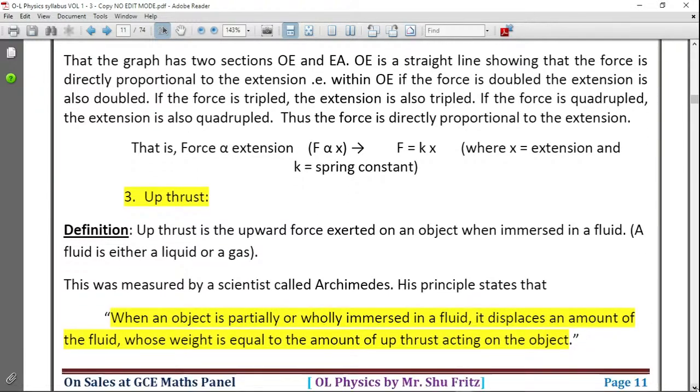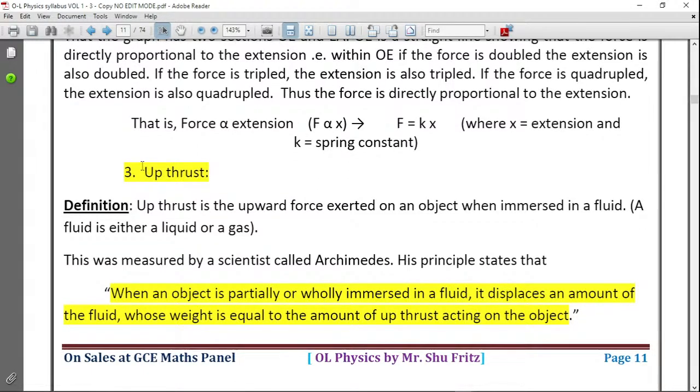The next contact force is upthrust. We have looked at friction, we have looked at tension. We equally have upthrust, which is also a contact force. Upthrust is defined as the upward force exerted on an object when immersed in a fluid. And what's a fluid? A fluid is either a liquid or a gas. So fluids are liquids or gases.